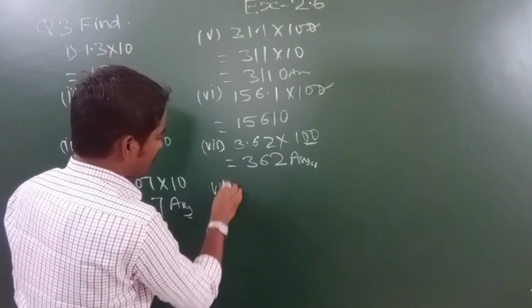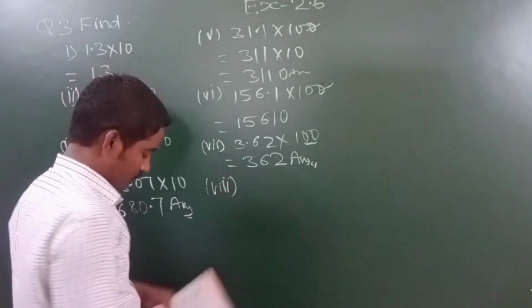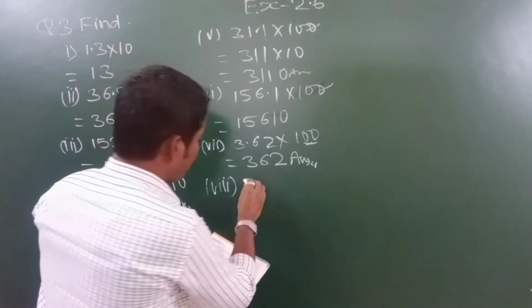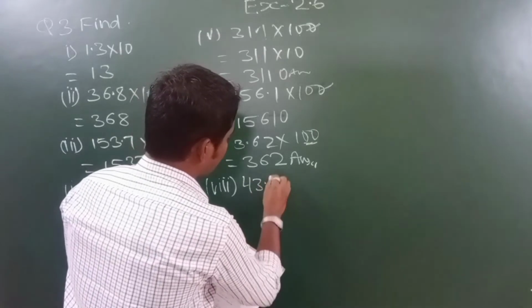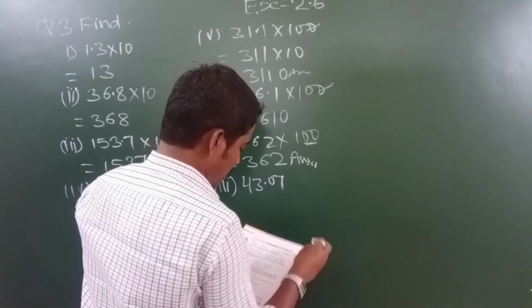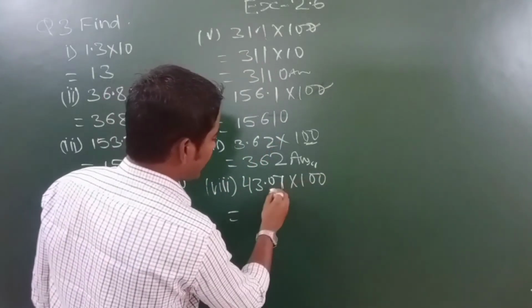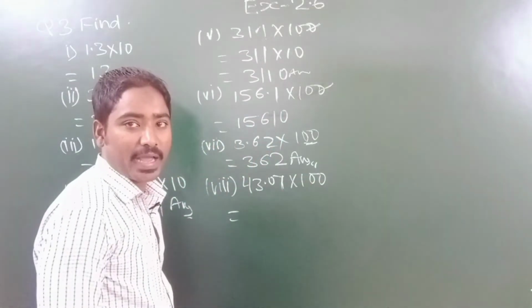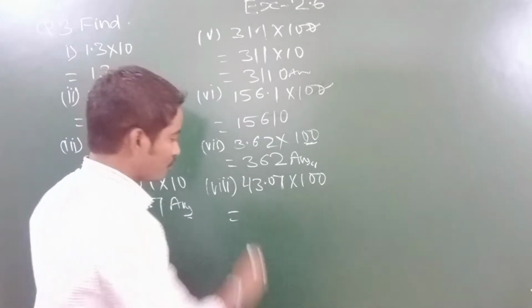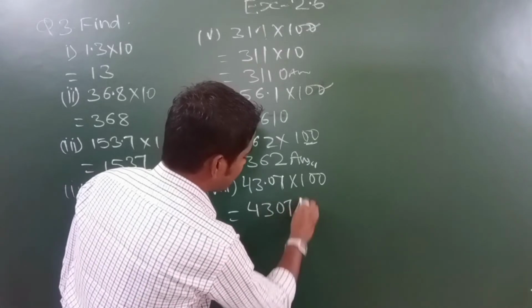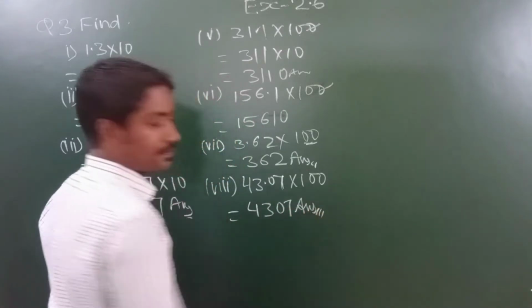Okay, moving to the next segment, segment number 8, students. Segment number 8 is saying to multiply 43.07 into 100. Again it is very simple. After the decimal we are having 2 digits and here also we are having multiplication of 100, so both of them will cancel each other. Finally we will have 4307 as our final answer.